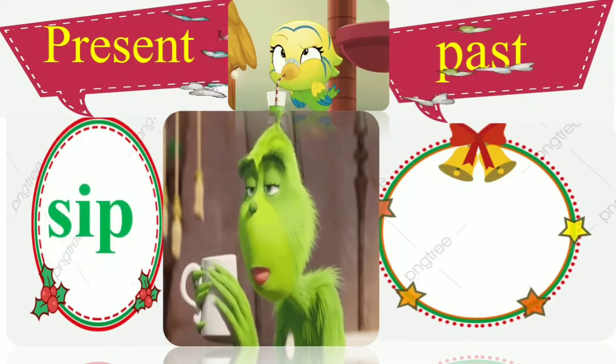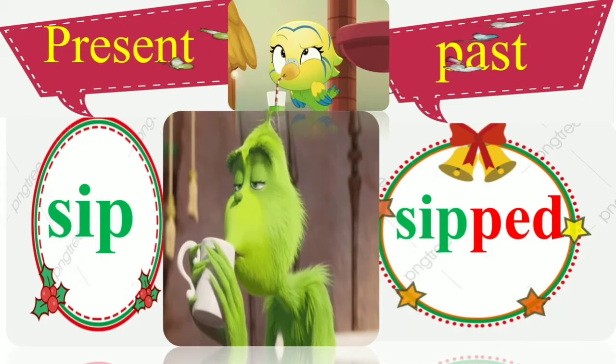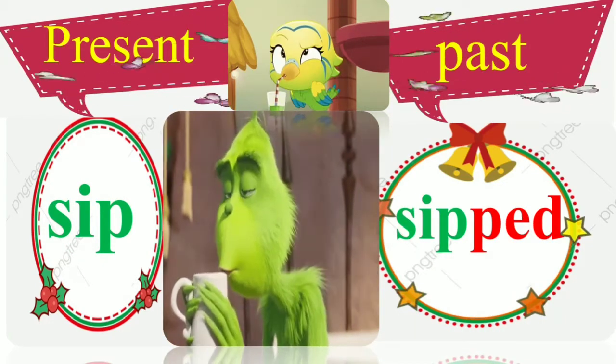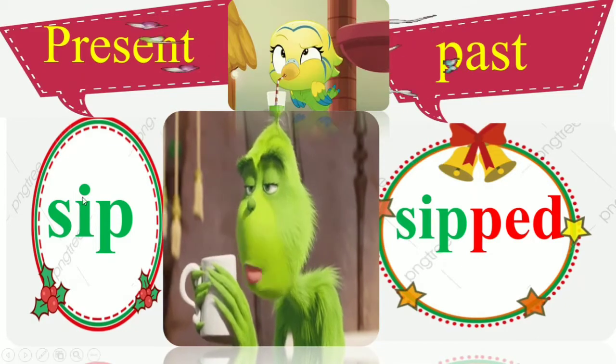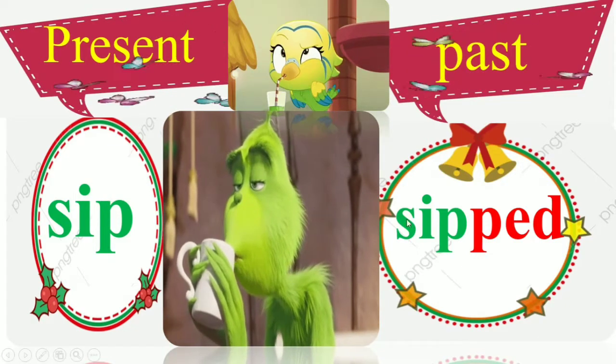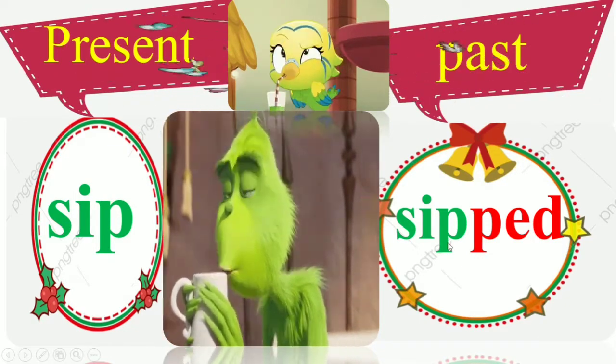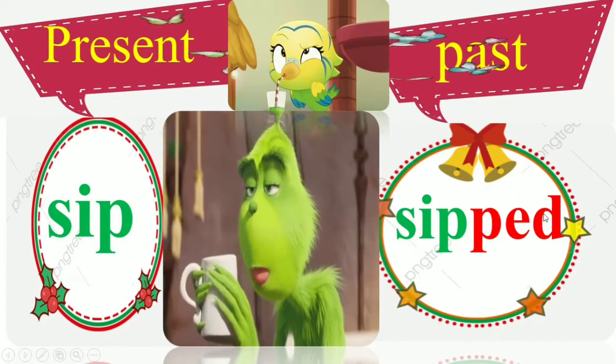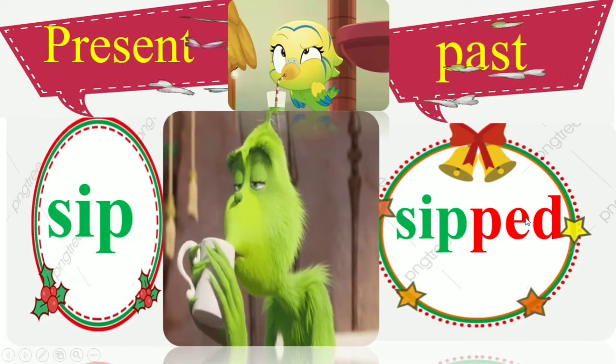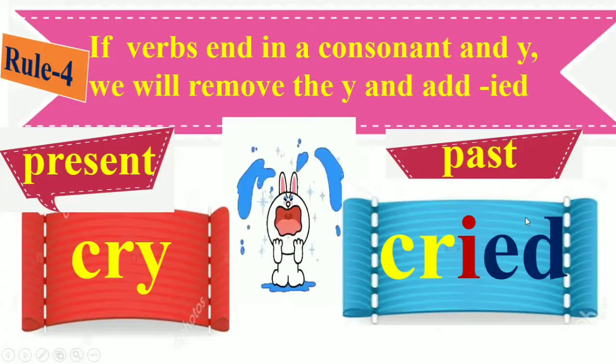Then sip, sipped. Look at the word very carefully. S is a consonant, I is a vowel and P is a consonant. That's why we have doubled the last consonant as per our rule and then added ed to make it past. Okay, our next rule is rule number 4.